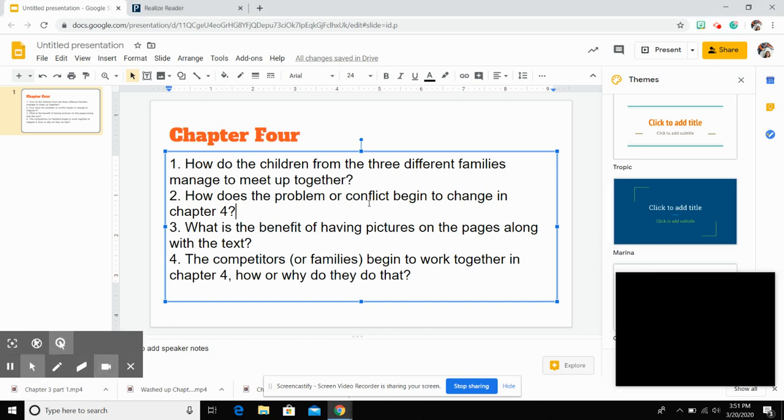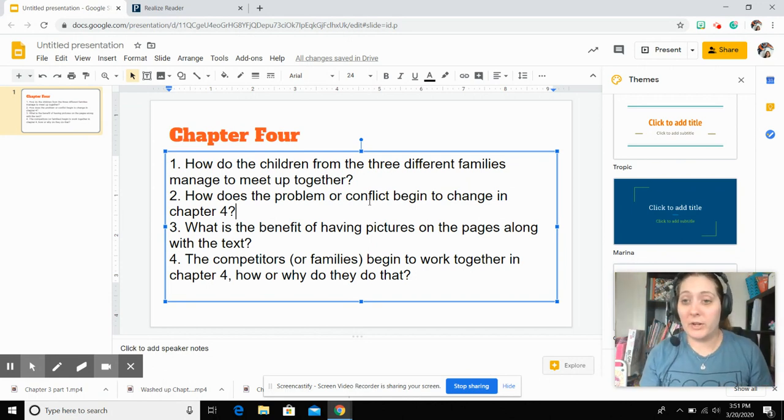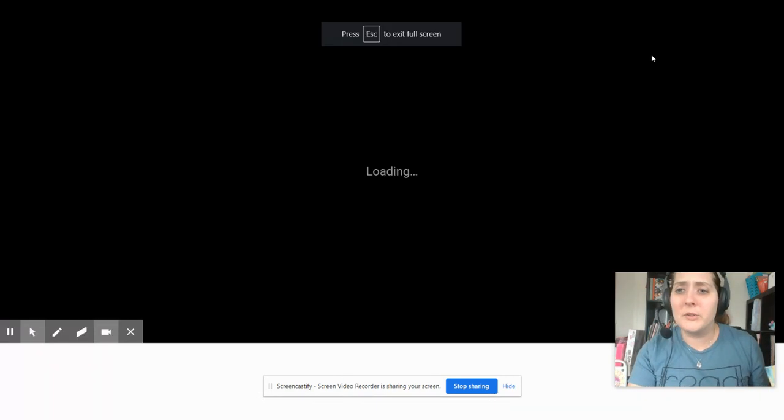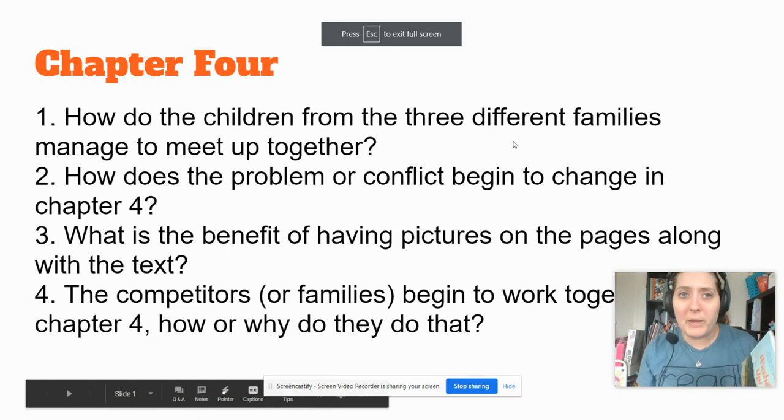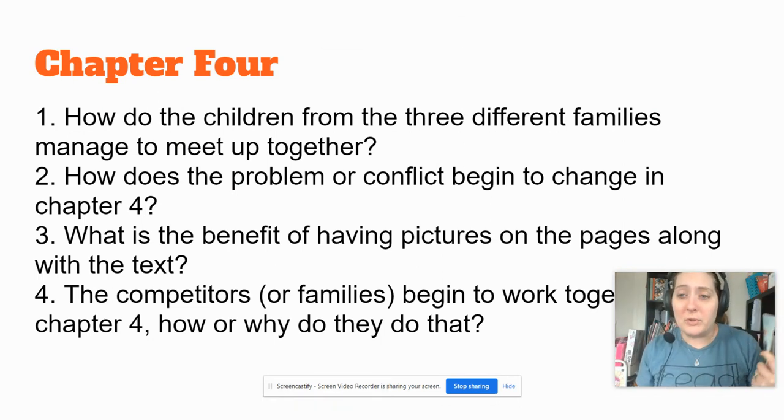Today we are going to do chapter 4 in Washed Up. So we've already done chapter 1, 2, and both parts of chapter 3. Chapter 4 is a little shorter, so I shouldn't have to do it in two parts, fingers crossed. So what we are going to do first up, get your sheet of notebook paper. If you don't have your Cornell notes, write these down so you can get ready.